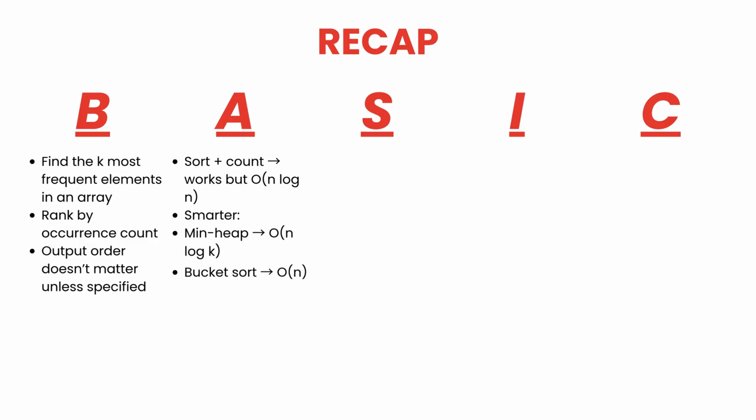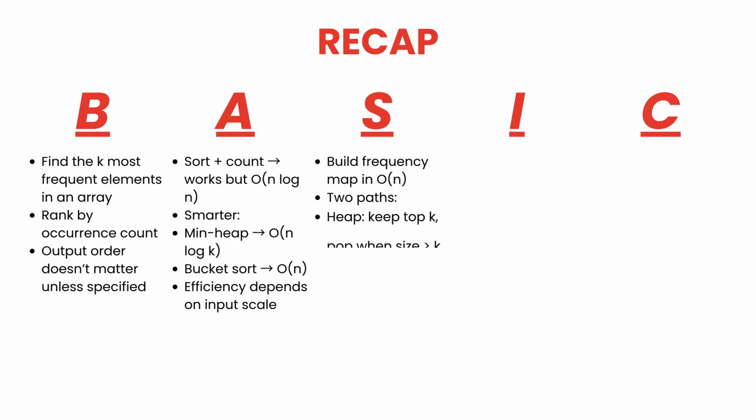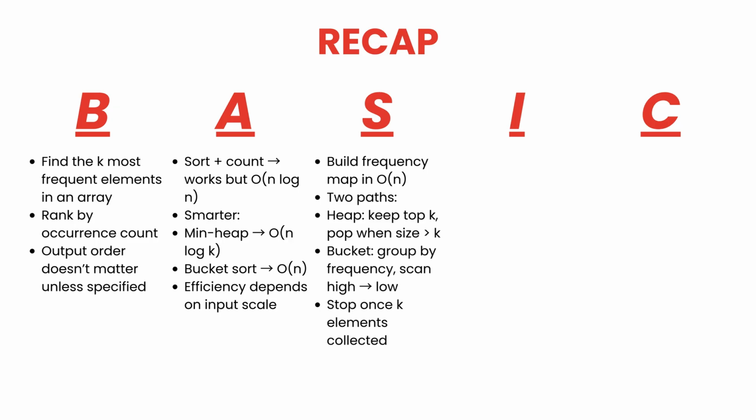We compared two strategies. The straightforward sort after counting works but costs O(n log n). To be smarter, we either keep only the best k using a min heap for O(n log k), or use bucket sort to group by frequency and collect from highest to lowest in O(n). Plan of attack. Build a frequency map in O(n). Choose a path. Min heap. Push frequency, element, pop when size exceeds k.